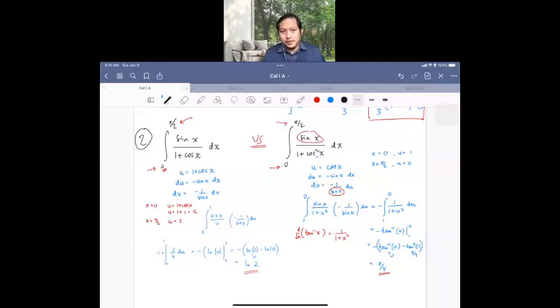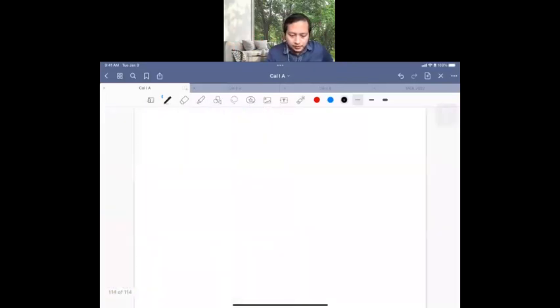Okay, any questions? Any questions from this second example? Okay, if no, then I will give you a third example. Okay, third example.